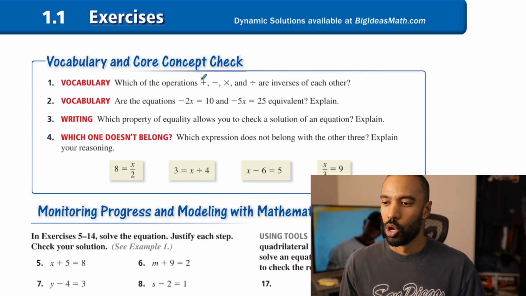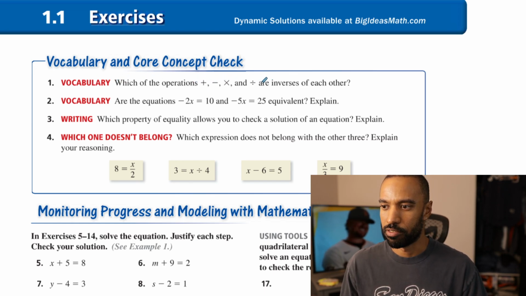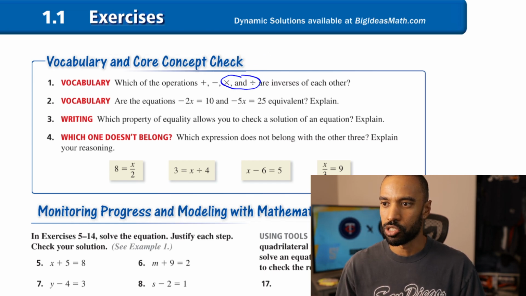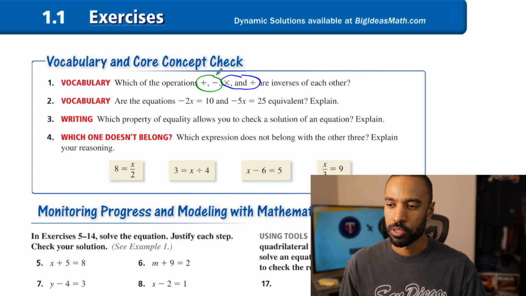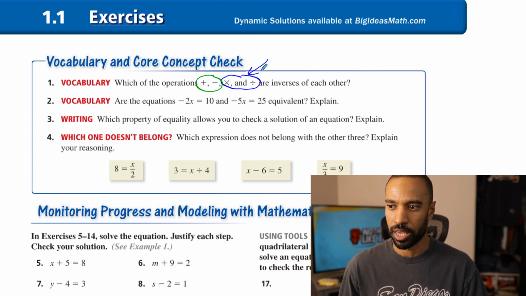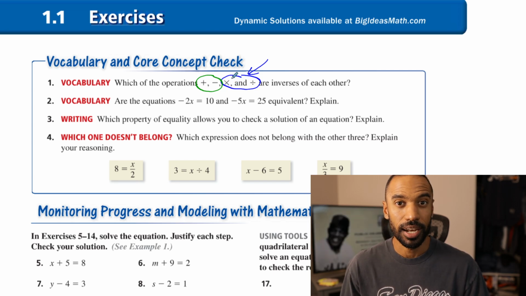All right, vocabulary. Which of the operations plus, minus, times, and divided are inverses of each other? These two are inverses, and these two are inverses here. Now, this is also a good time to mention that it is very unlikely we're going to be seeing these two things much more anymore. Why won't we see times very much? Because it looks like an x.